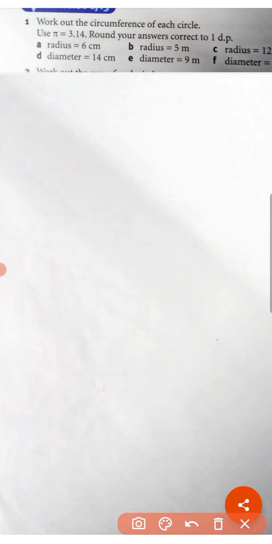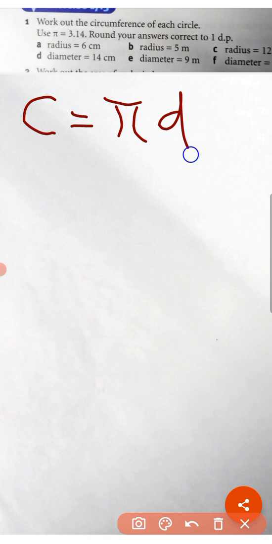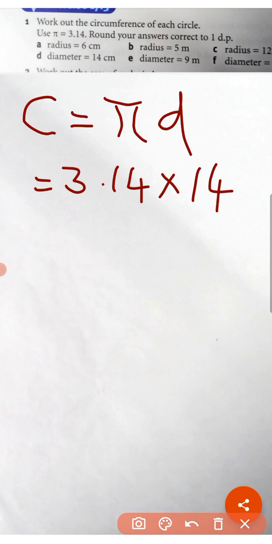Now our next question is diameter equal to 14 centimeter. Here the diameter is given. So you can use this formula, C is equal to pi d. That is 3.14 into 14. Diameter is given 14. So our answer is 43.96 centimeter.